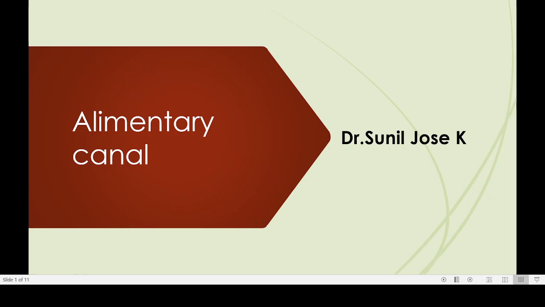Okay, now please look. So what is the alimentary canal? Alimentary canal means a tube that starts from your mouth and reaches up to the anus. First it goes to the mouth, then the pharynx, then the esophagus, then stomach, intestine, and finally the rectum. And this entire tube or canal is known by the name alimentary canal.